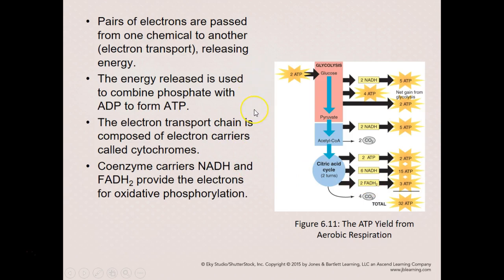And so in the electron transport chain, these electrons are going to be removed from the NADH and the FADH, and they're going to be shuffled from one carrier to another carrier. In this process, they release energy. This energy that they release actually allows us to push the hydrogen ions from one side of the membrane to the other side of the membrane.